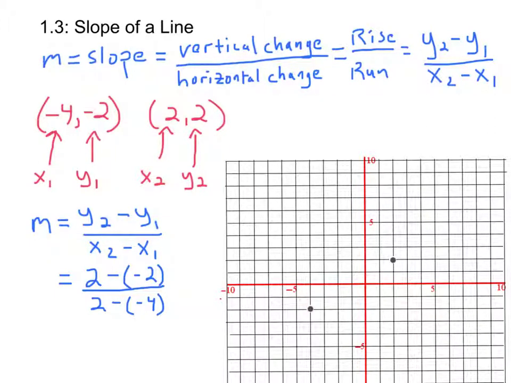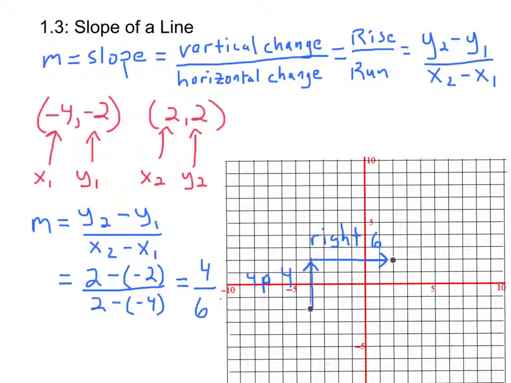You have to be very careful with your signs because sometimes you'll be subtracting a negative number, which is the same as adding. So this would be 2 plus 2, which would be 4 in the numerator, and 2 plus 4, which would be 6 in the denominator. This means that if we start at the point on the left, we'd have to go up 4 and to the right 6 in order to get to the point that's on the right.